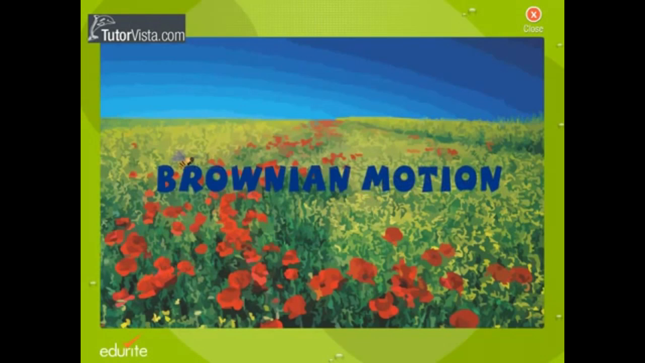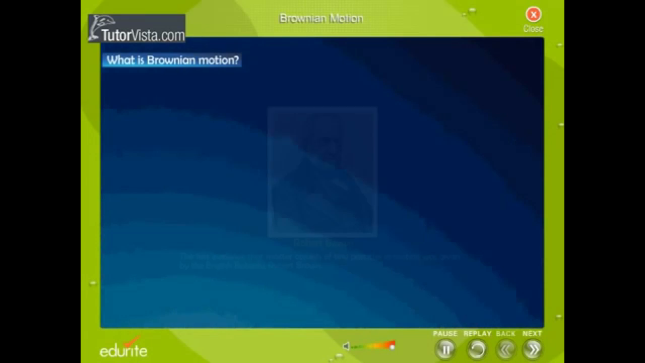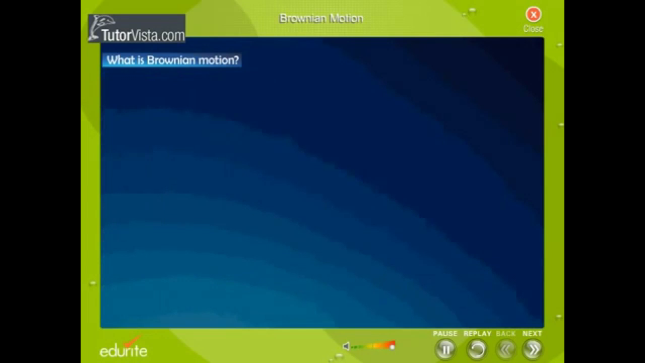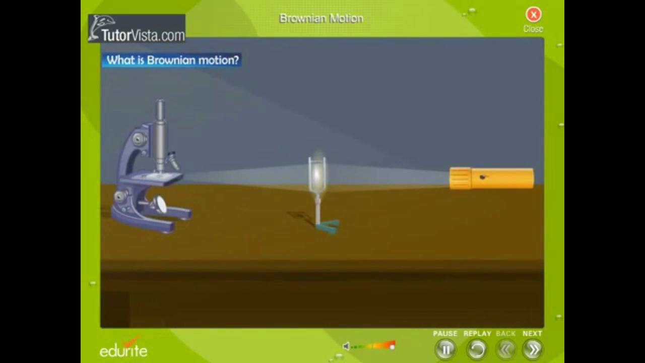Brownian motion. The first evidence that matter consists of tiny particles in motion was given by the English botanist Robert Brown. When Robert Brown was studying the pollen grains suspended in a liquid using a microscope, he discovered that pollen grains were dancing to and fro in a random manner.